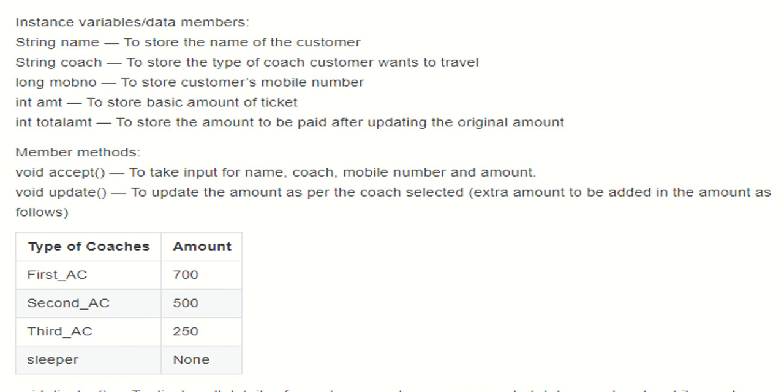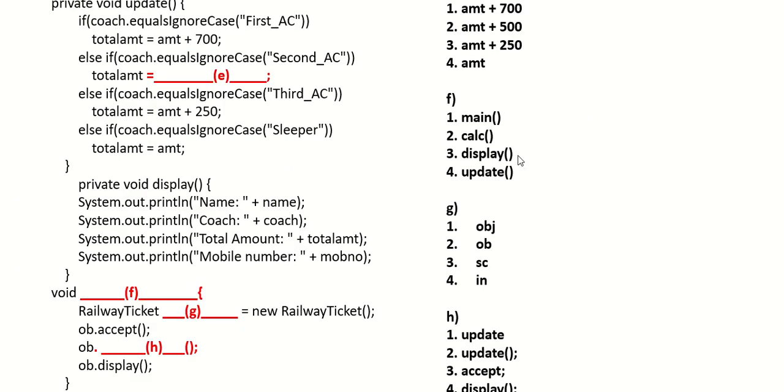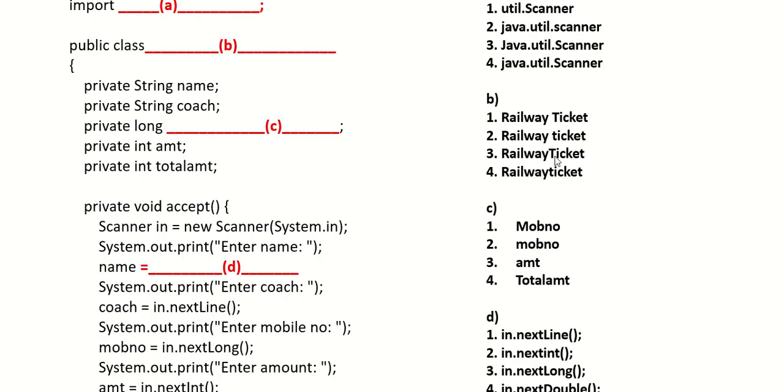Section B, already we have seen this. So the design a class called as railway ticket. So all these things are given. What should come here? So the first one answer is java.util.scanner. The last one. Second one is railway ticket. The third one.